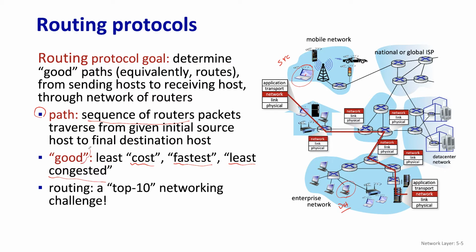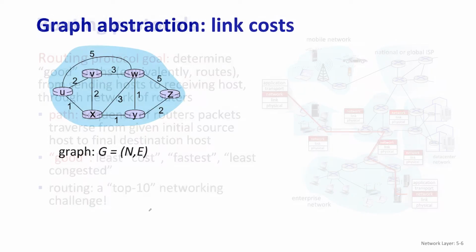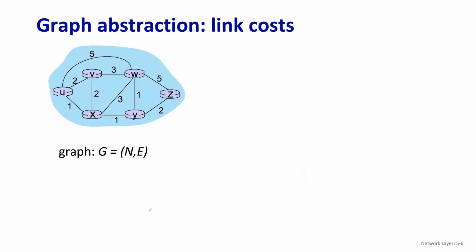So to define good, we have to say what kind of good we are looking for. Is it good in terms of cost? Is it good in terms of speed? Is it good in terms of network congestion? Okay, and by the way, routing is considered one of the top 10 networking challenges, which means it's not an easy job. There are many routing protocols in academia and research, but the ones that we are going to discuss are the ones that are widely adopted.